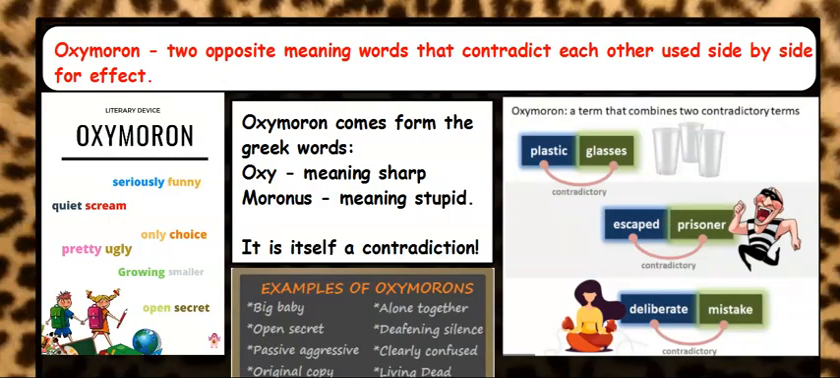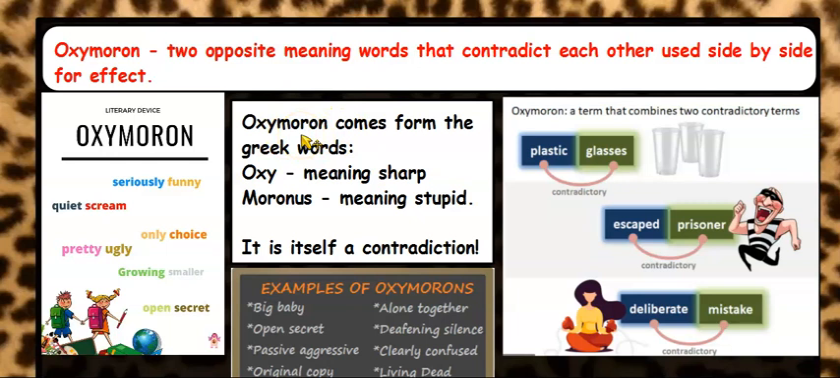Oxymoron. Now, oxymoron is where two opposite meaning words that contradict each other are used side by side for effect. The actual word oxymoron, where's my pointer? Here it is, comes from the two Greek words, oxy, meaning sharp, sharp as in clever and bright, and moronous, meaning stupid. So you can see here, sharp and stupid, side by side. It is itself a contradiction, that very term, oxymoron.